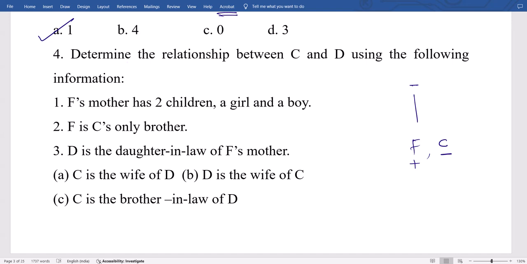Next they mention D is daughter-in-law of F's mother. Daughter-in-law means son's wife. So F's wife is D. Now relation between C and D, C is sister-in-law of D is correct, because brother's wife, sorry, husband's sister, spouse's sister. D's spouse's sister, brother's wife also sister-in-law, but here it's spouse's sister. Your wife's or husband's sister is sister-in-law, brother is brother-in-law, right? So here D's husband's sister, so sister-in-law, option D is correct.